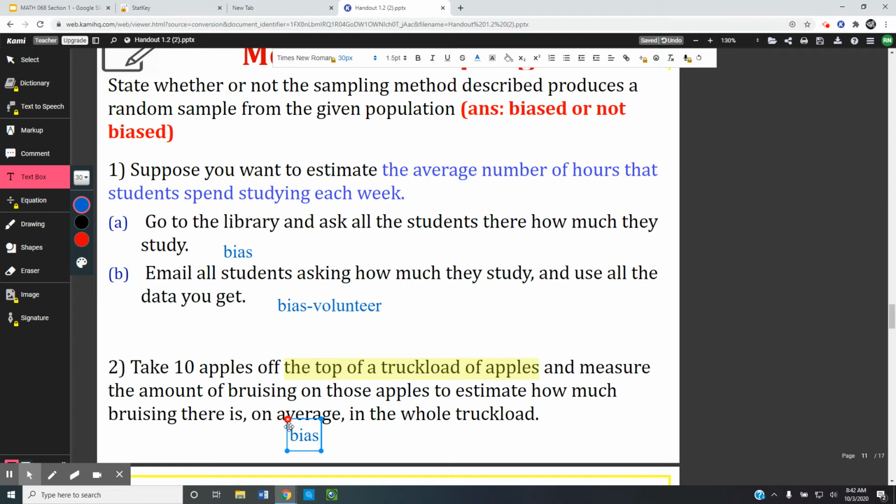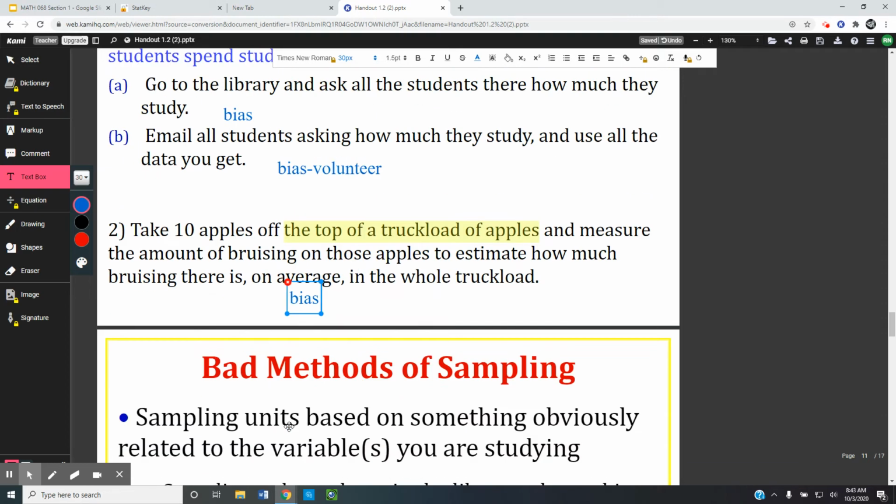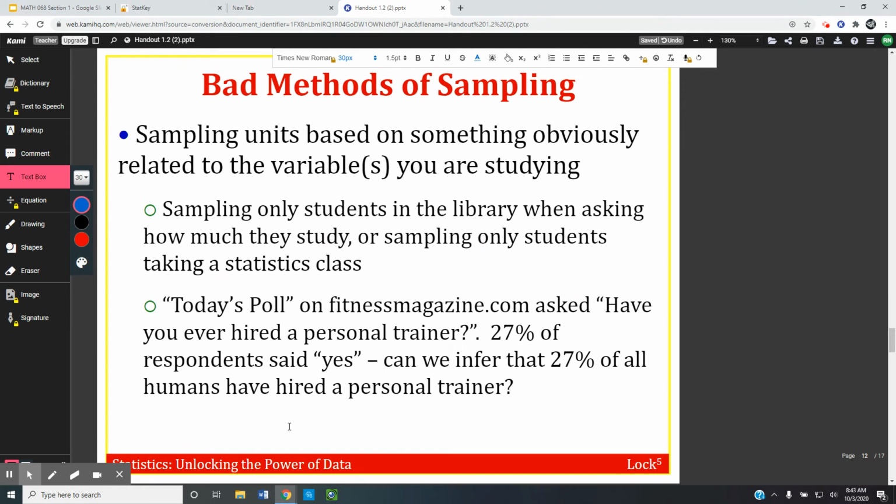Again, it's incredibly hard to get a non-biased situation happening. Not one of these is computer generated. Not one of these is done by technology. And generally speaking, when we do this as people, we are not very good at it. Bad methods of sampling.